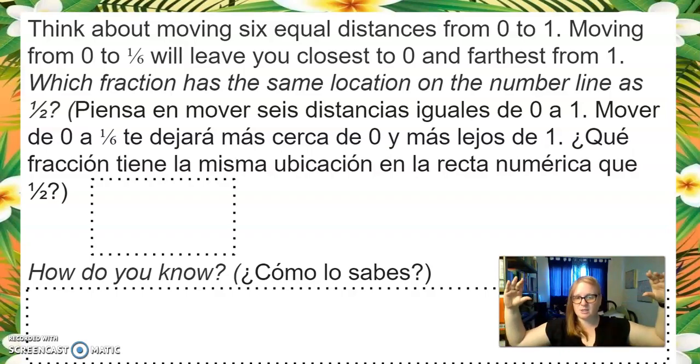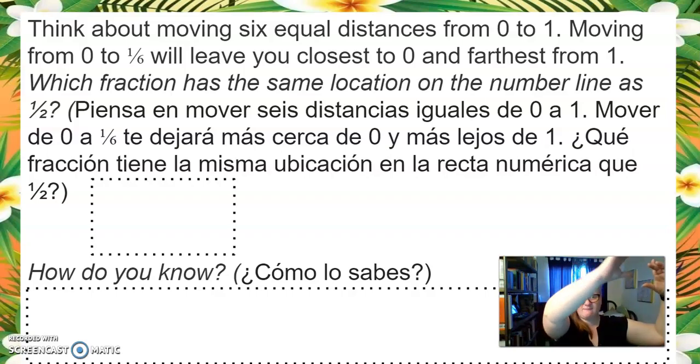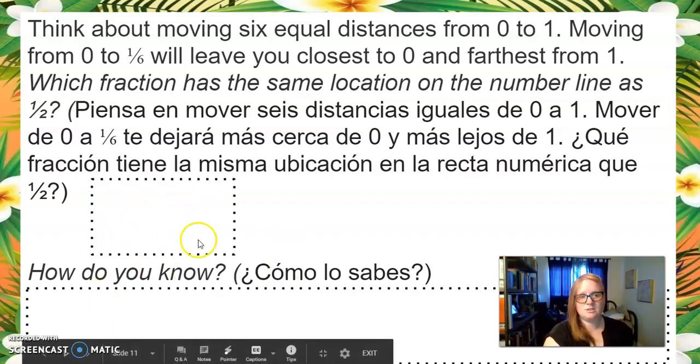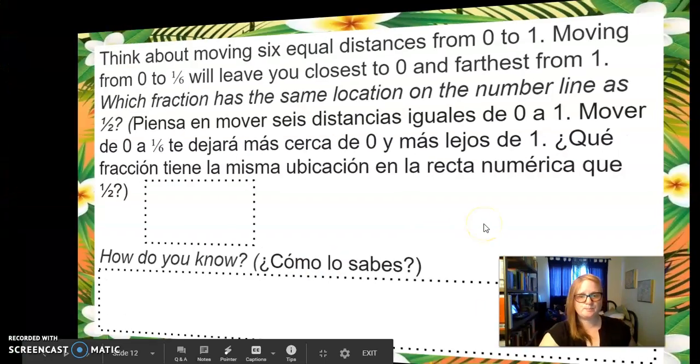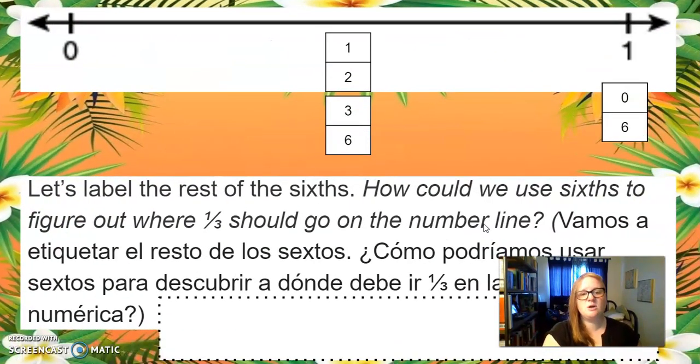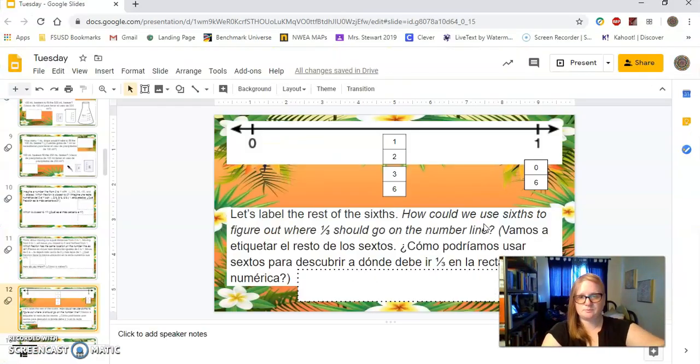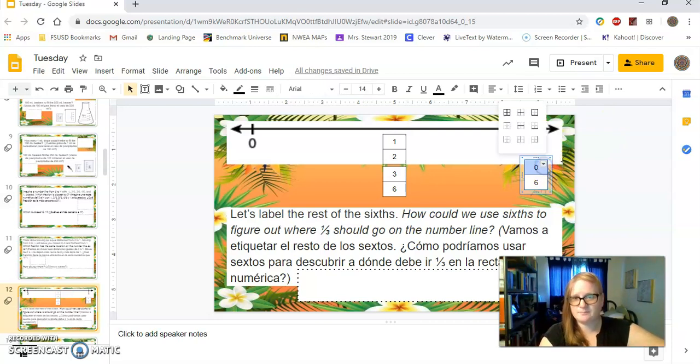And so imagine that number line, 0 to 1, and then as you move, 1/6, 2/6, 3/6, 4/6, 5/6, which one do you think is going to be at the halfway mark? And how do you know? I want you to go ahead and tell me how you know. Okay, so let's label the rest of the sixths. How could we use the sixths to figure out where 1/3 should go on the number line? So I am going to show you where everything goes, okay?